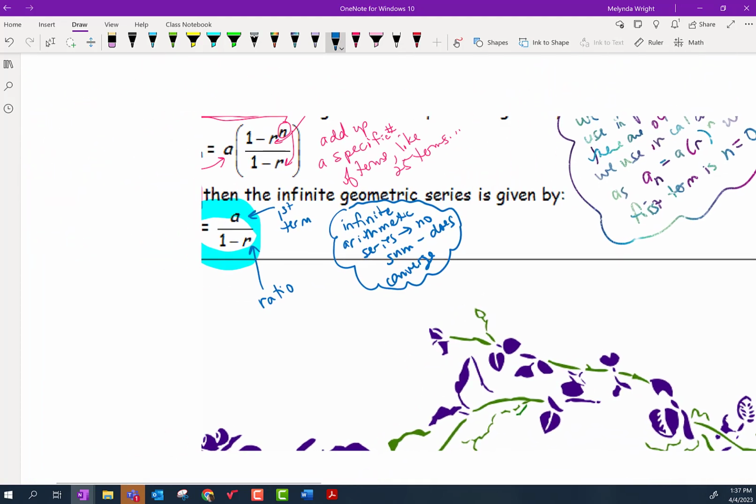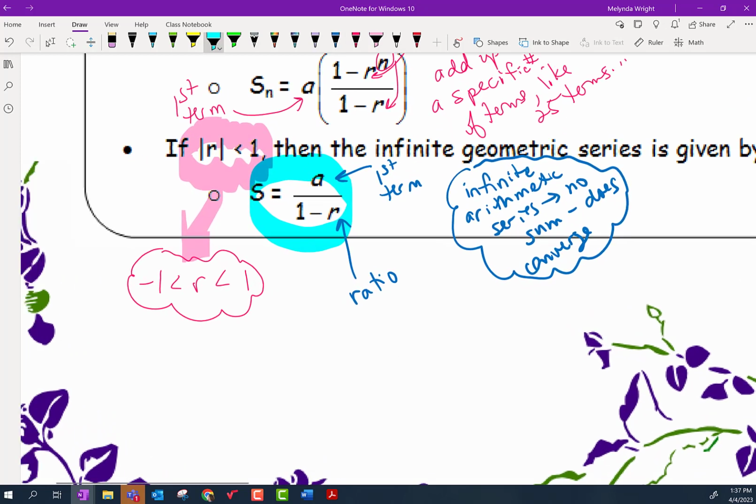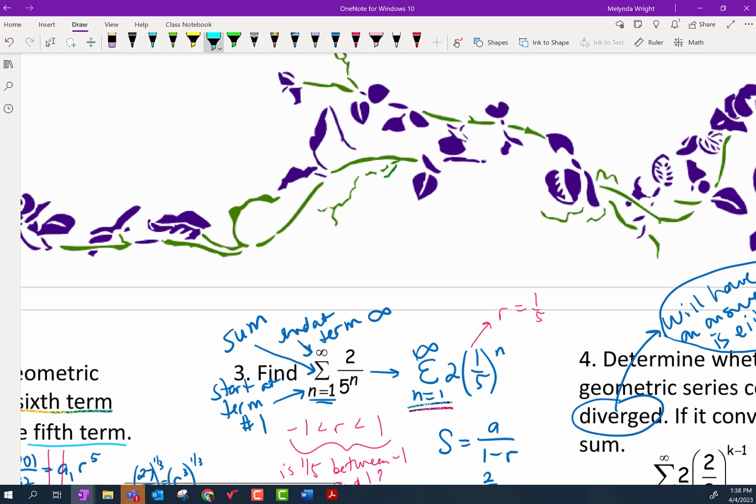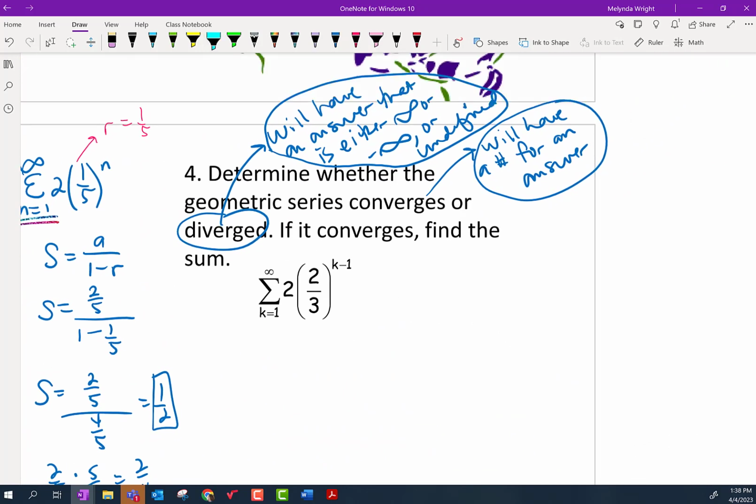And that's the kind where R is between -1 and 1. That's the kind we're looking for. That's the only kind that will converge, is the kind of infinite geometric series where R is between -1 and 1. That's what we're looking for. So as we look at this last problem, we identify what R is. So this is R. Okay, that's R.